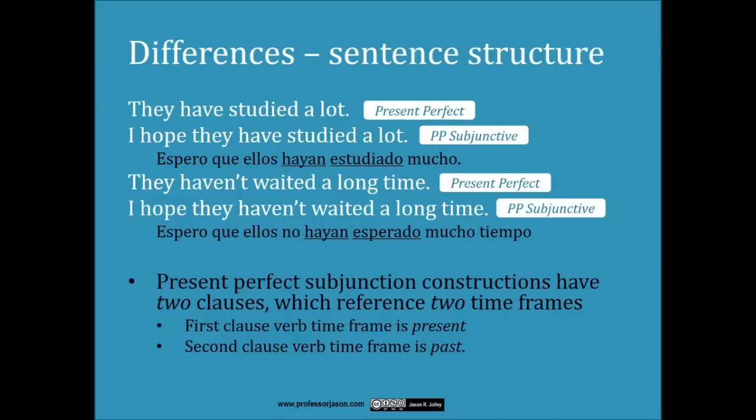Or present perfect again. They haven't waited a long time. Present perfect subjunctive. I hope that they haven't waited a long time. Espero que ellos no hayan esperado mucho tiempo. So, in a present perfect subjunctive construction, we have 2 clauses, right? That's why they're longer, which reference 2 different time frames.